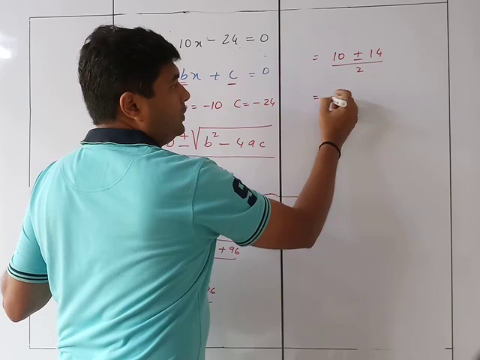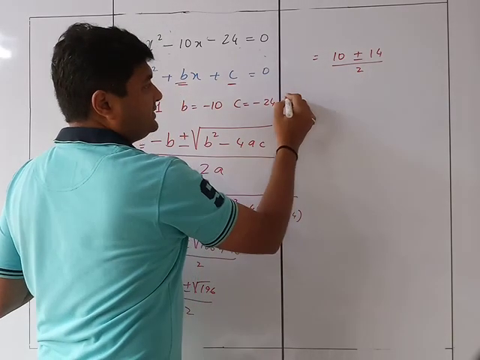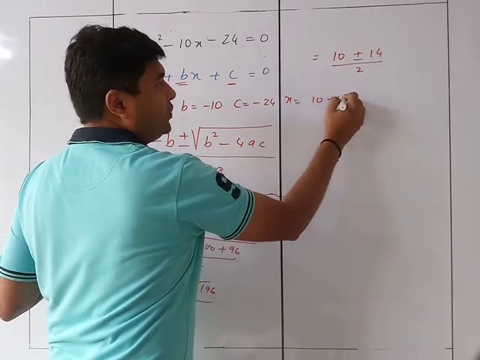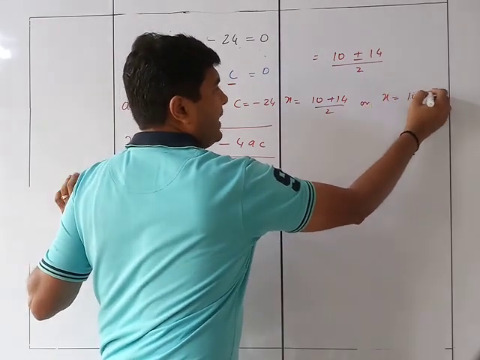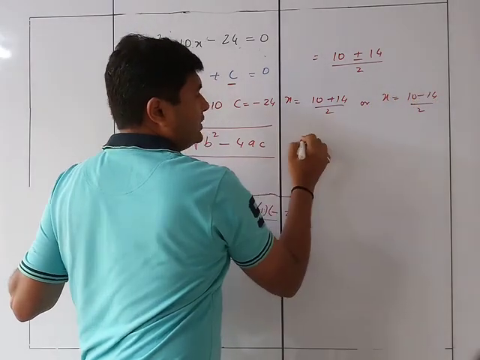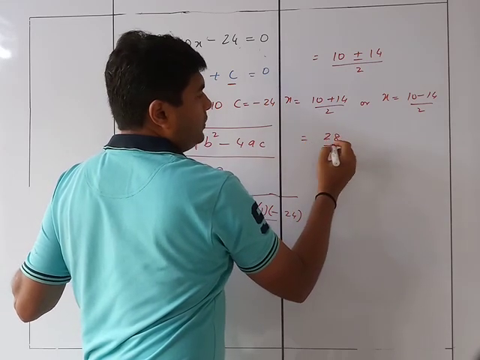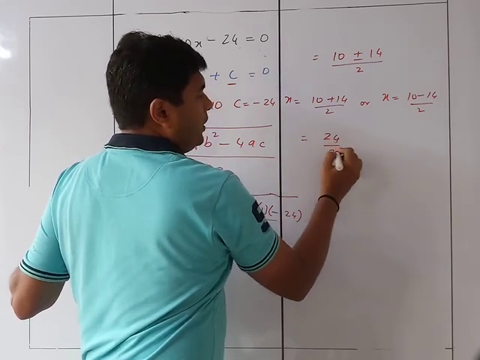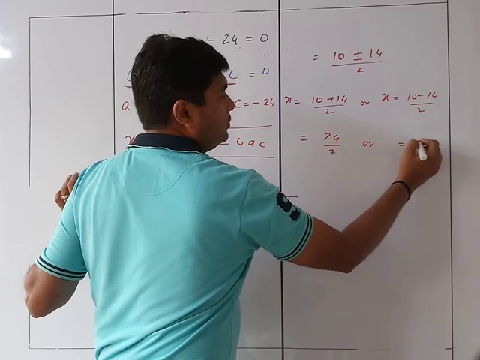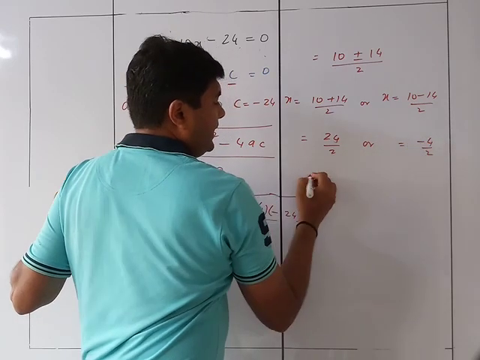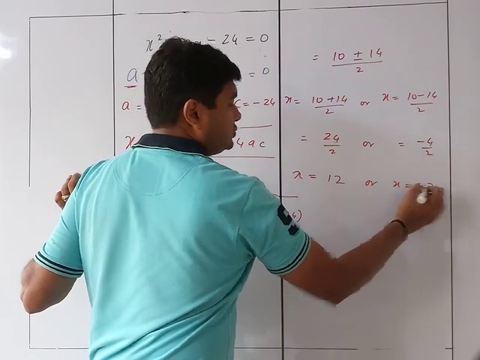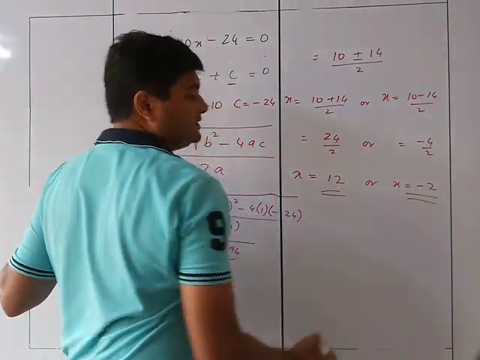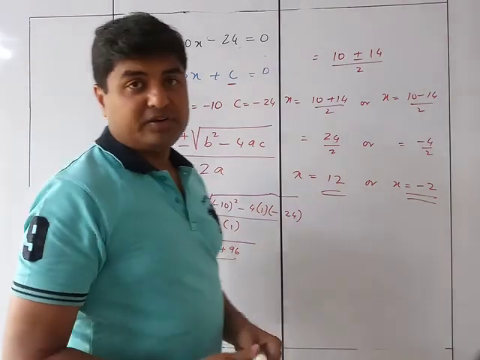So this gives you the two answers: x is equal to 10 plus 14 upon 2 or x is equal to 10 minus 14 upon 2. So x is equal to 24 upon 2 or x is equal to minus 4 upon 2. Hence x is equal to 12 or x is equal to minus 2. You can see this was the same answer we got in the factorization method.